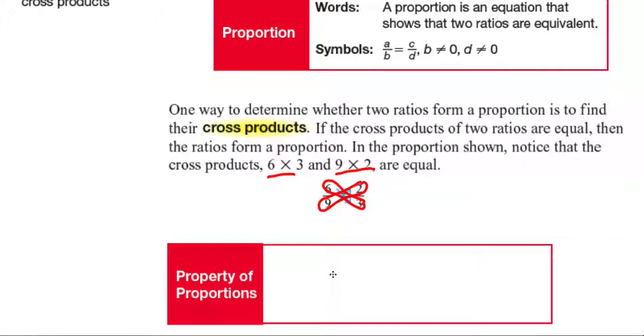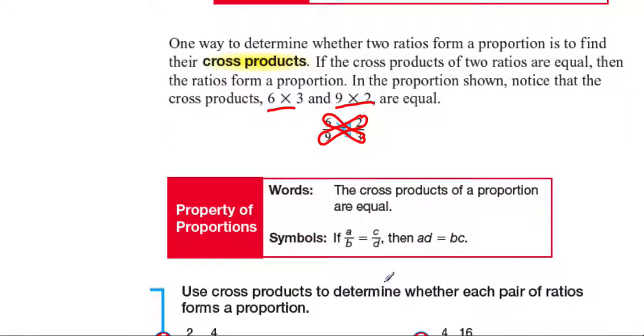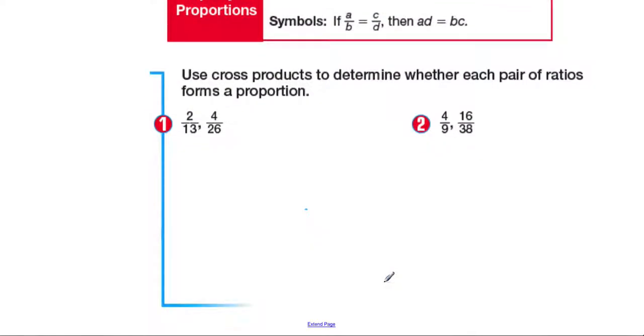We define the property of proportions in words by simply saying the cross products of a proportion are equal. In symbols, if A over B equals C over D, then A times D should be equal to B times C. And if you notice, you're multiplying the cross products of A and D, and B and C. So again, cross products means you're simply multiplying across and finding out if their products are the same. If their products are equal, then the two ratios form a proportion.